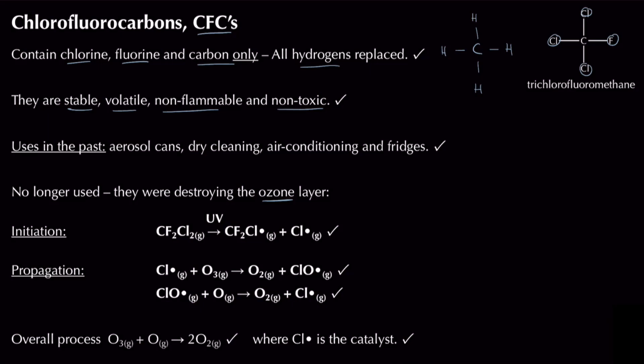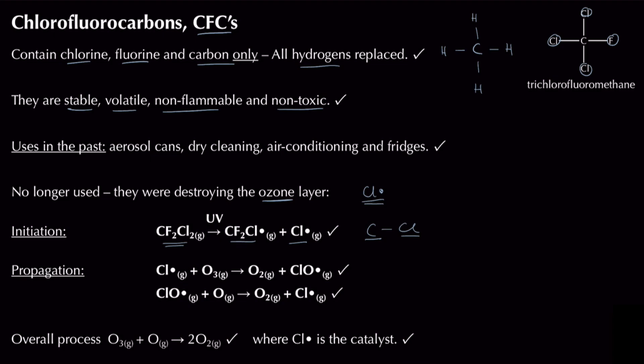The main problem with these CFCs is that in the presence of UV, they undergo homolytic fission, and we end up producing chlorine radicals. These chlorine radicals are quite bad because they catalyze the breakdown of ozone. Looking at this example over here, I've got an example of a CFC, dichlorodifluoromethane. In the presence of UV, homolytic fission takes place, where the carbon-chlorine bond breaks and one electron goes to each atom, forming radicals. That's what you can see has happened over here, and we've ended up with a chlorine radical and the remainder of that CFC structure being a radical as well.